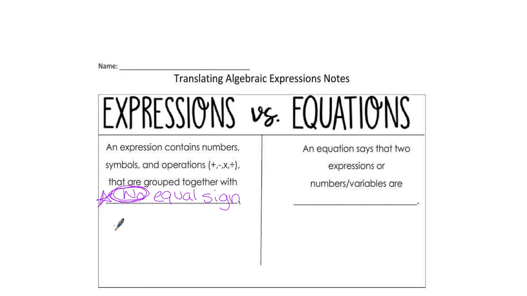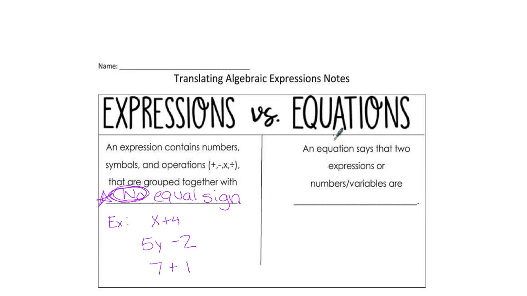So some examples of an expression are x plus 4, 5y minus 2. We could do 7 plus 1. There's no equal sign, so they don't equal anything. We can solve them, but there's no sign.